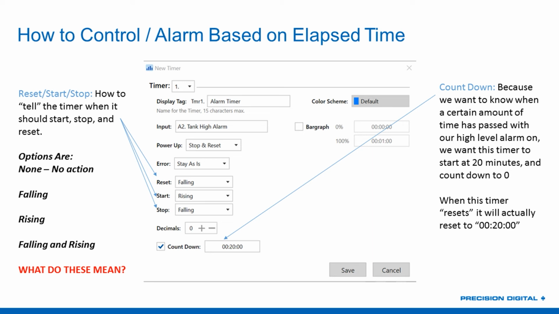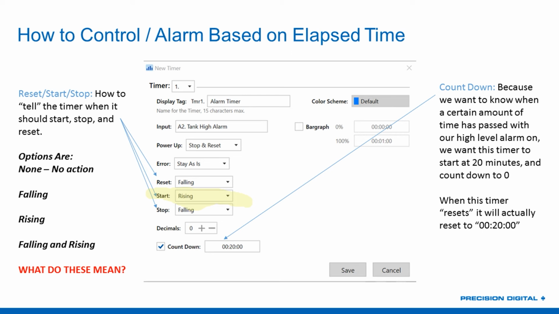So that means we want our timer to start when the tank is rising to the set point of our alarm. Okay, so hopefully that makes sense. We want this timer to start when the tank is rising to 80%, as opposed to if it was at, let's say, 90% and it was draining down to 80%, we don't want the timer to start then. We only care about when it's a high-level alarm, okay? So that's when we want it to start.